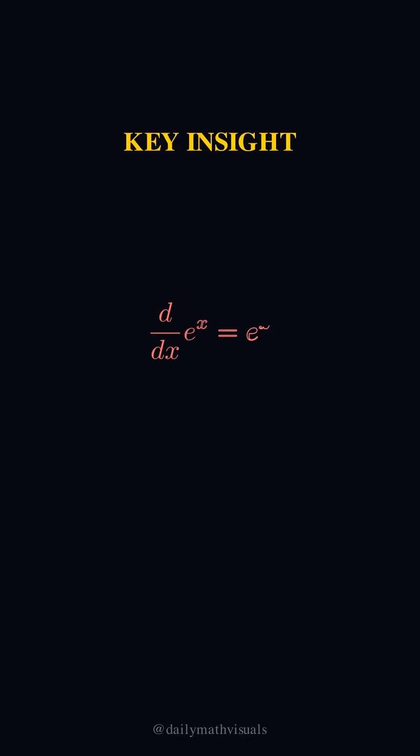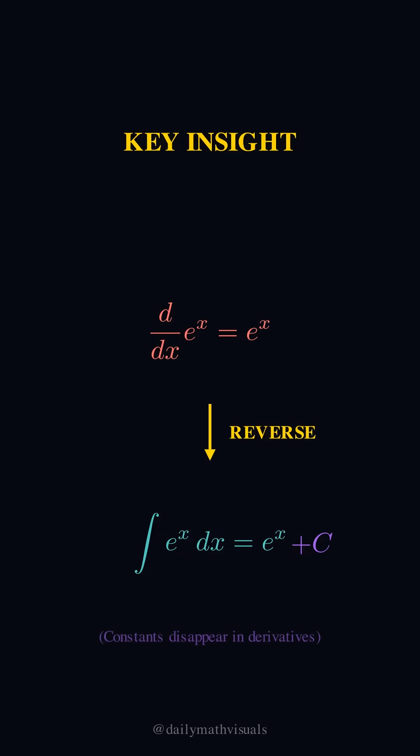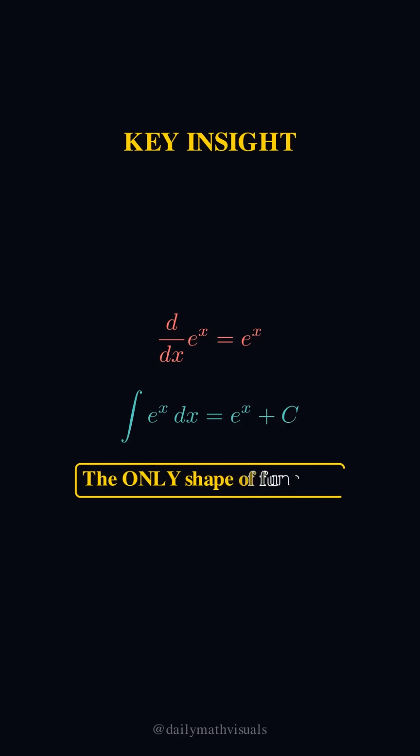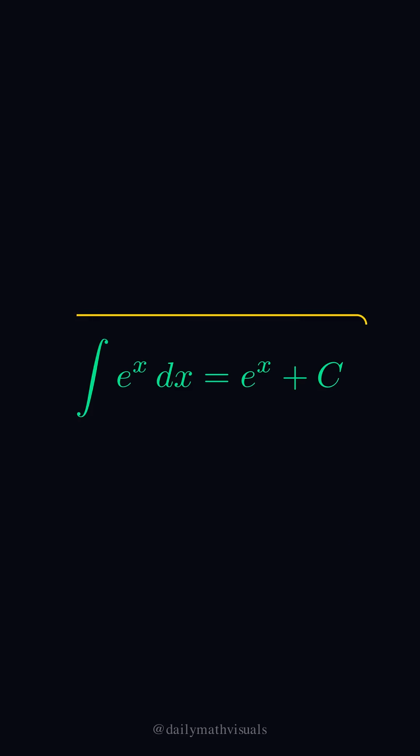We showed that the derivative of e to the x equals e to the x. So going in reverse, the integral of e to the x must also be e to the x. We add plus c because constants disappear when we differentiate. So e to the x is its own derivative and its own integral. It's the only shape of function that does this. Remember this beautiful result. Mathematics is beautiful.